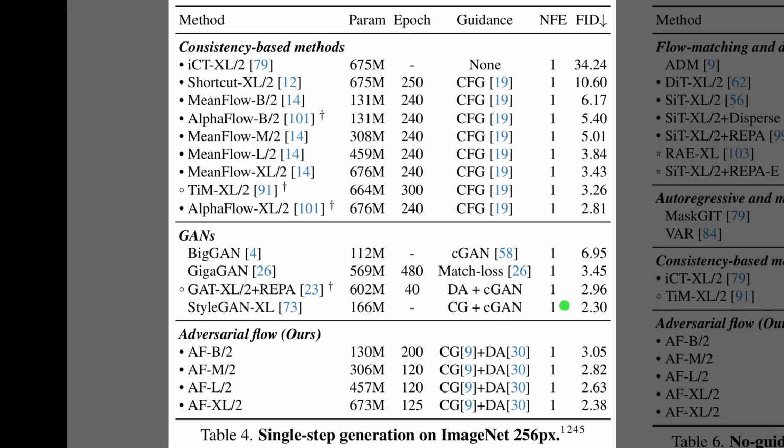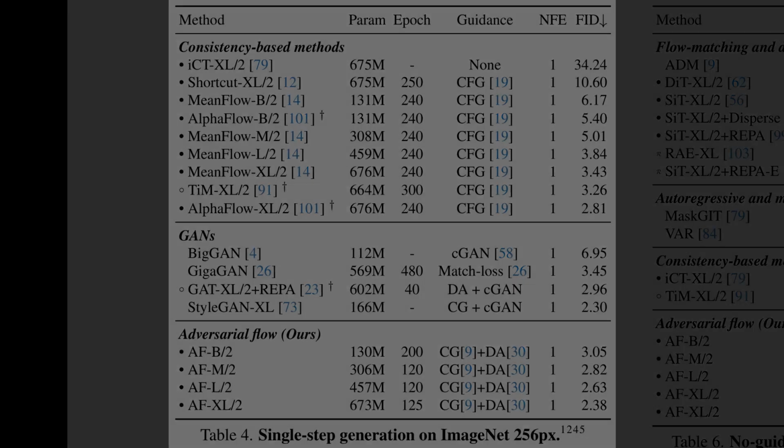Okay, while Table 6 compared unguided sampling, Table 4 focuses on single-step generation with classifier guidance on ImageNet 256. The consistency-based block at the top lists prior flow and consistency models, which reach Fréchet inception distances around 3 to 6 with 1 function evaluation. The middle GAN block improves quality but still hovers near 3. The adversarial flow block at the bottom pushes Fréchet inception distance down to about 2.4 for the extra-large model, giving the best quality at 1 step under the same latent setting.